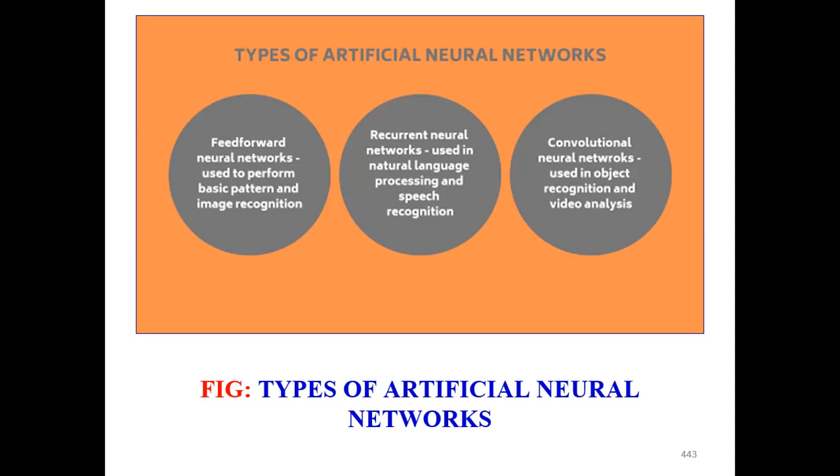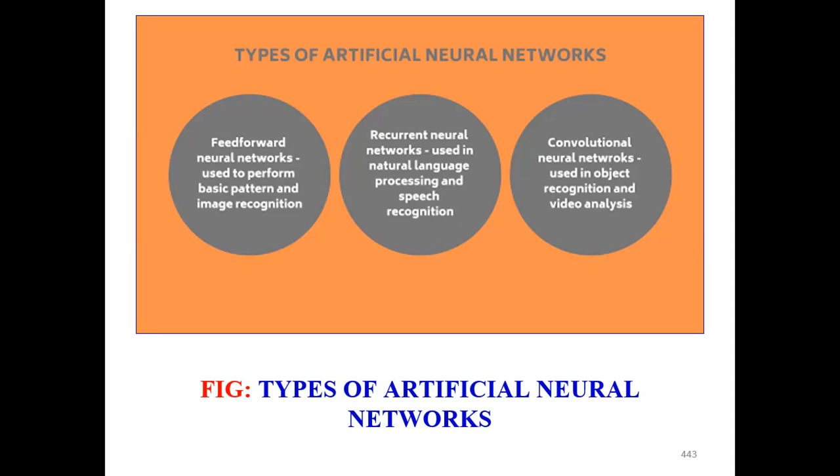Then the second type is recurrent neural networks. They are used in natural language processing, meaning conversion of one language to another, and especially speech recognition. I don't know Chinese, so I convert Hindi to Chinese and Chinese to Hindi. For such applications, we use recurrent neural networks. Then the last one is convolutional neural networks. They are used in object recognition, video analysis and image recognition applications. So CNN is basically used for object recognition, meaning image or face recognition, and video data analytics, especially video processing applications.